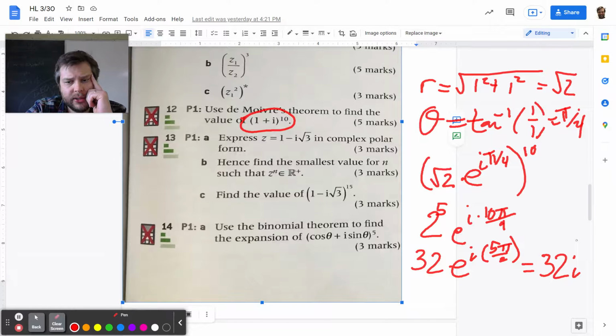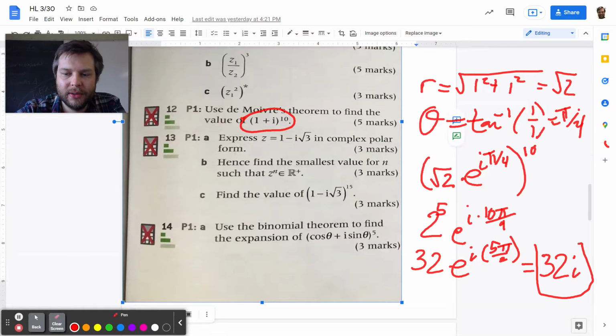Let's see, does that all check out? Sure. The original r is square root of 2. The original angle is pi over 4. Double that, and then go. Yep, that looks good to me. Okay, just want to double check. Sometimes they seem a little too easy, so 5 marks just for doing those couple of lines of work.